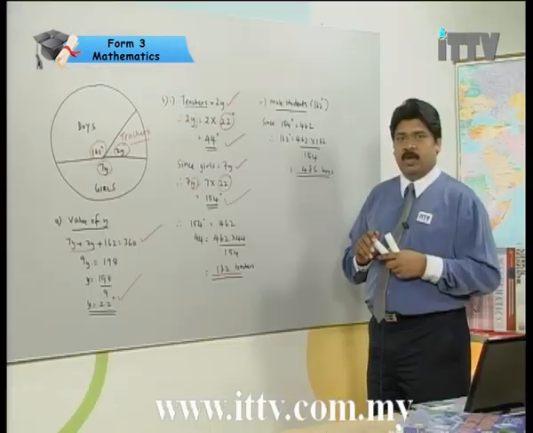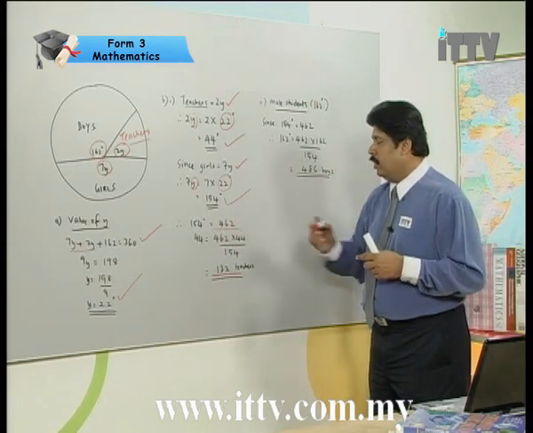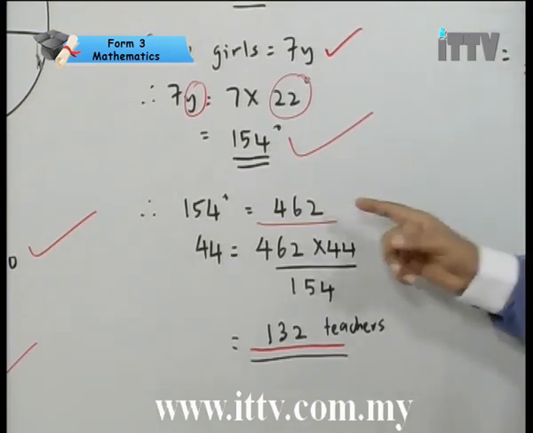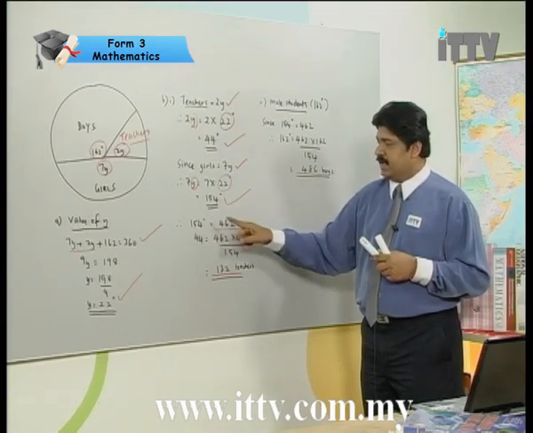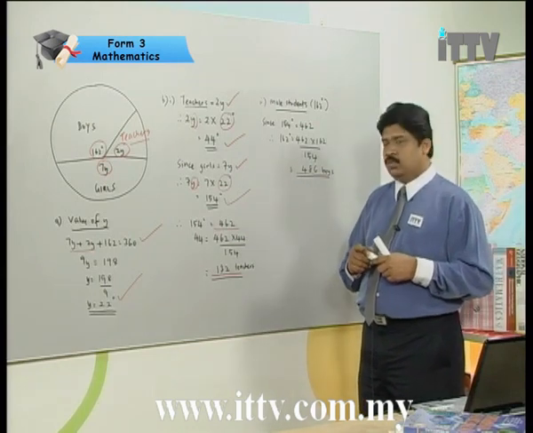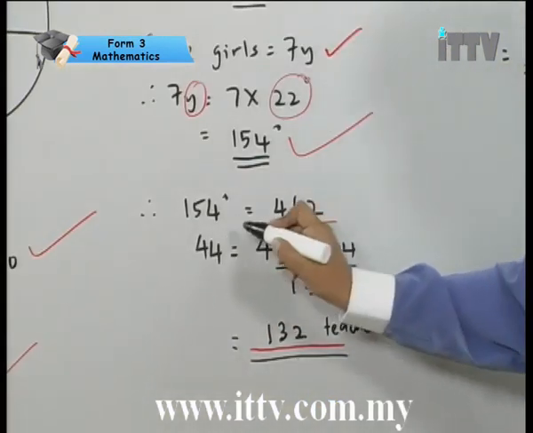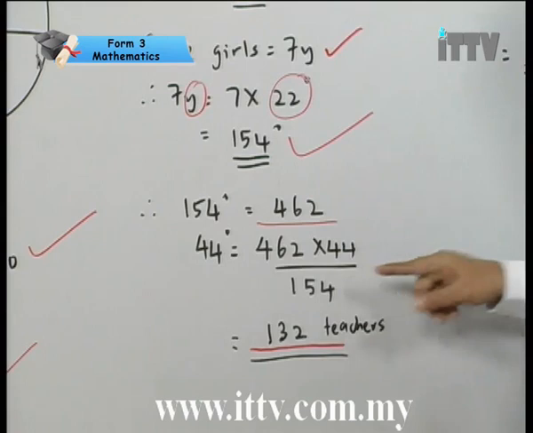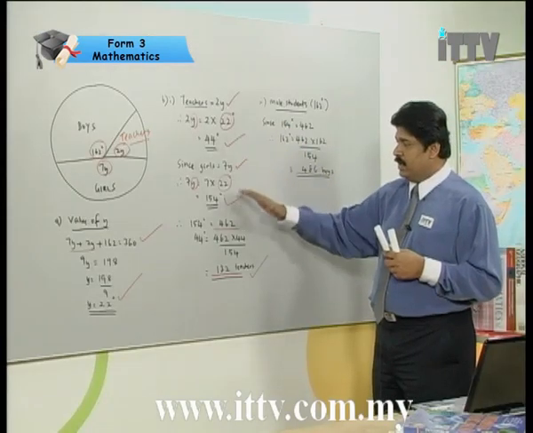Now, why did we find the angle for the girls? Because in the question, we were given 462 people represents female, that is the girls. So therefore, 154 degrees represents 462 females. Thus, 44 degrees for teachers. For teachers, 44 degrees represents 462 times 44 divided by 154, we should obtain 132 teachers.